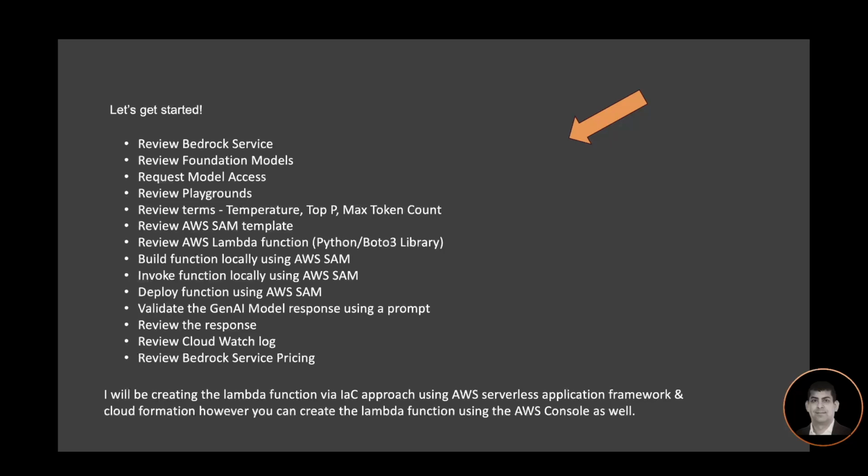Once the function is deployed, I can invoke the API endpoint and validate the GenAI model response using a prompt. I'll review the response, we'll review the CloudWatch log, and then we'll review the pricing. Like I stated before, I'm creating the function using the AWS serverless framework, but the function can very well be written without the framework and deployed using the AWS console.